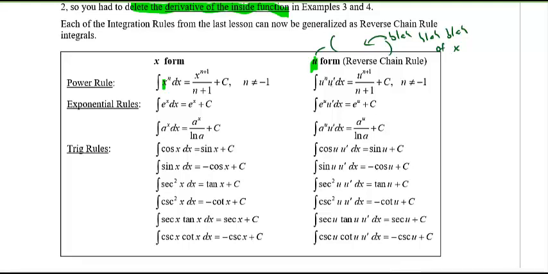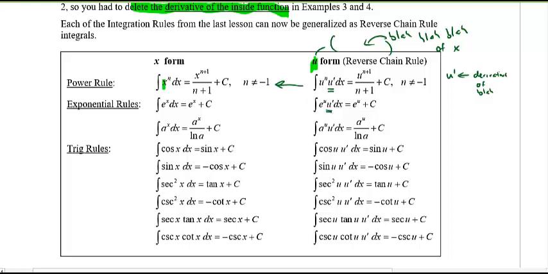The key thing is this. You must see the derivative of that inside function, which we call u prime. So u prime is just the derivative of that messy thing. If you have that u prime there, then we can just remove it, and then you're just taking a regular integral just like before. Same thing with the exponential, right?